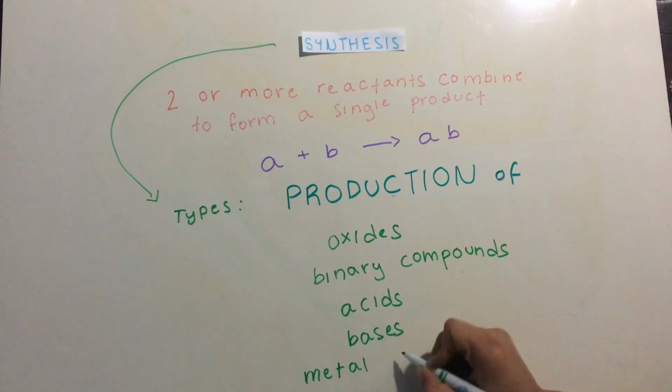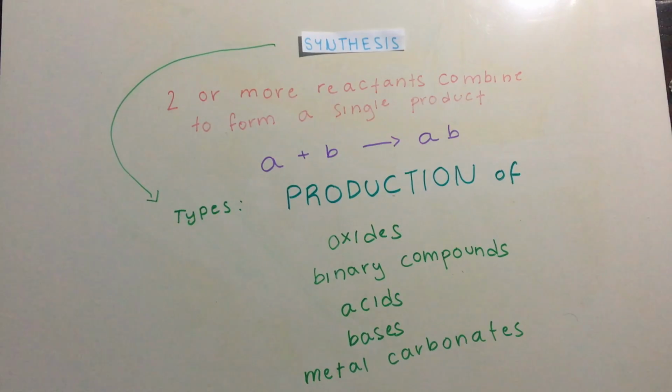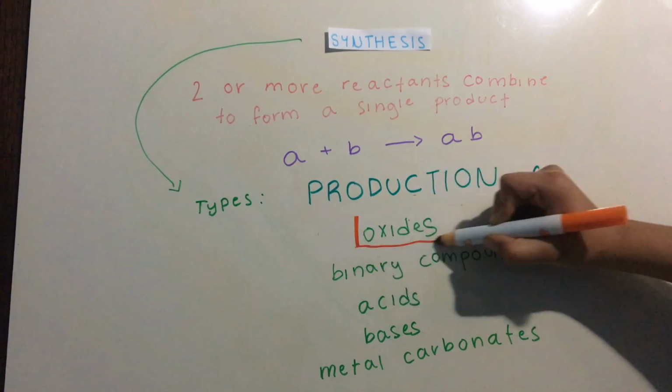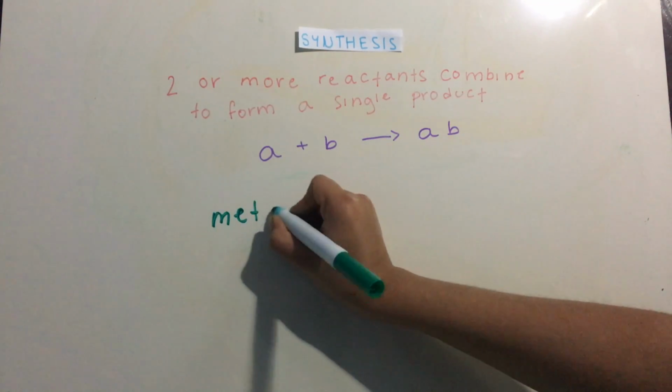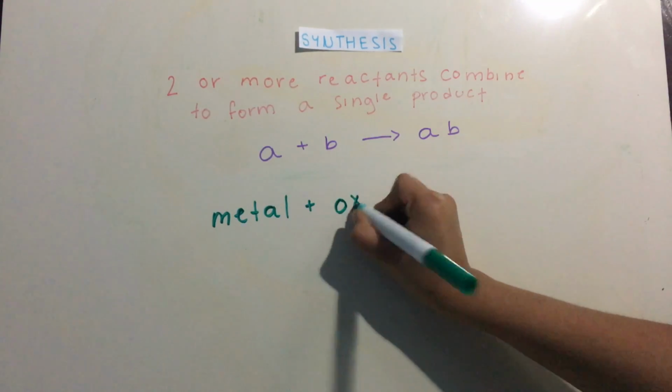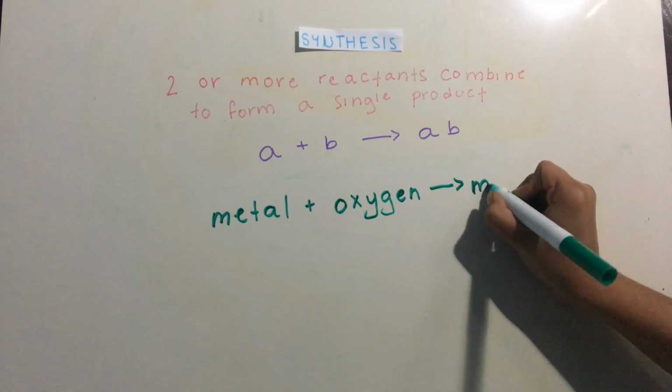Today's focus is the production of an oxide, which is a chemical compound that contains at least one oxygen atom. In this type of reaction, metals react with oxygen in the air to produce metal oxides, as represented by the equation shown.